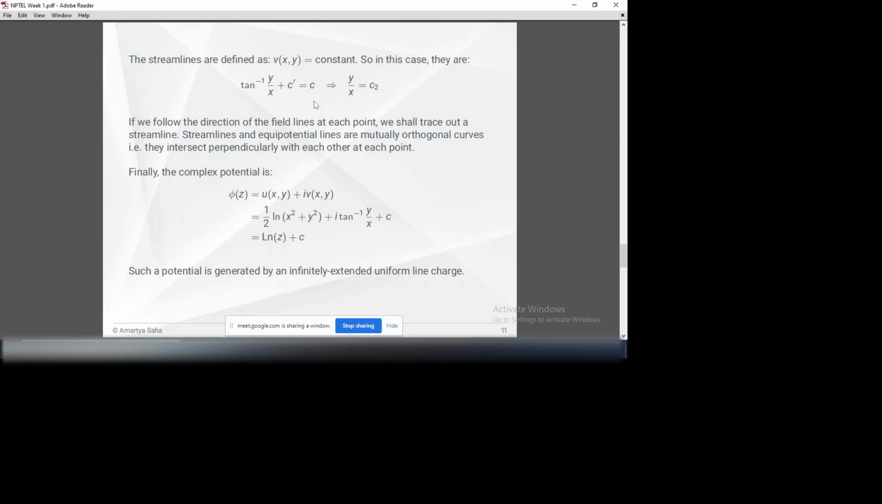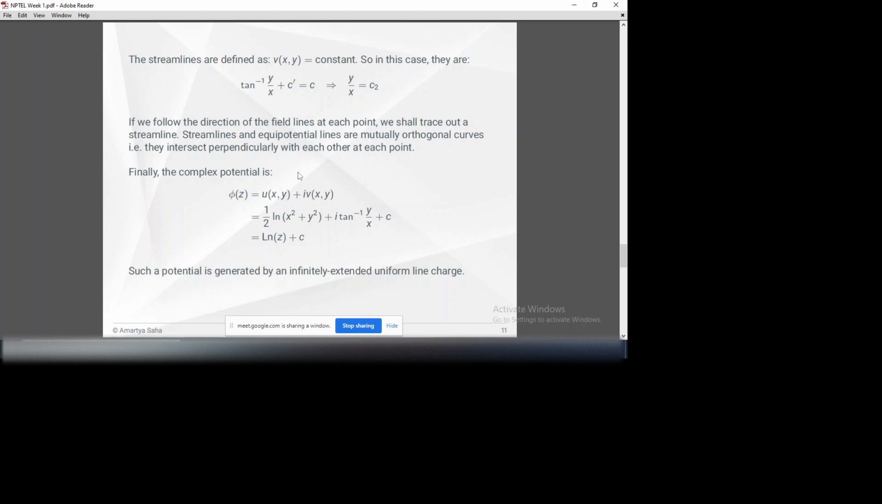Streamlines and equipotential lines have this property that whenever they intersect with each other, they intersect mutually orthogonally. So if you draw tangents at their points of intersection to both curves, those two tangents will be perpendicular to each other. So that is what is meant when we say that two curves are mutually orthogonal. Okay, so that is one property of streamlines and equipotentials.